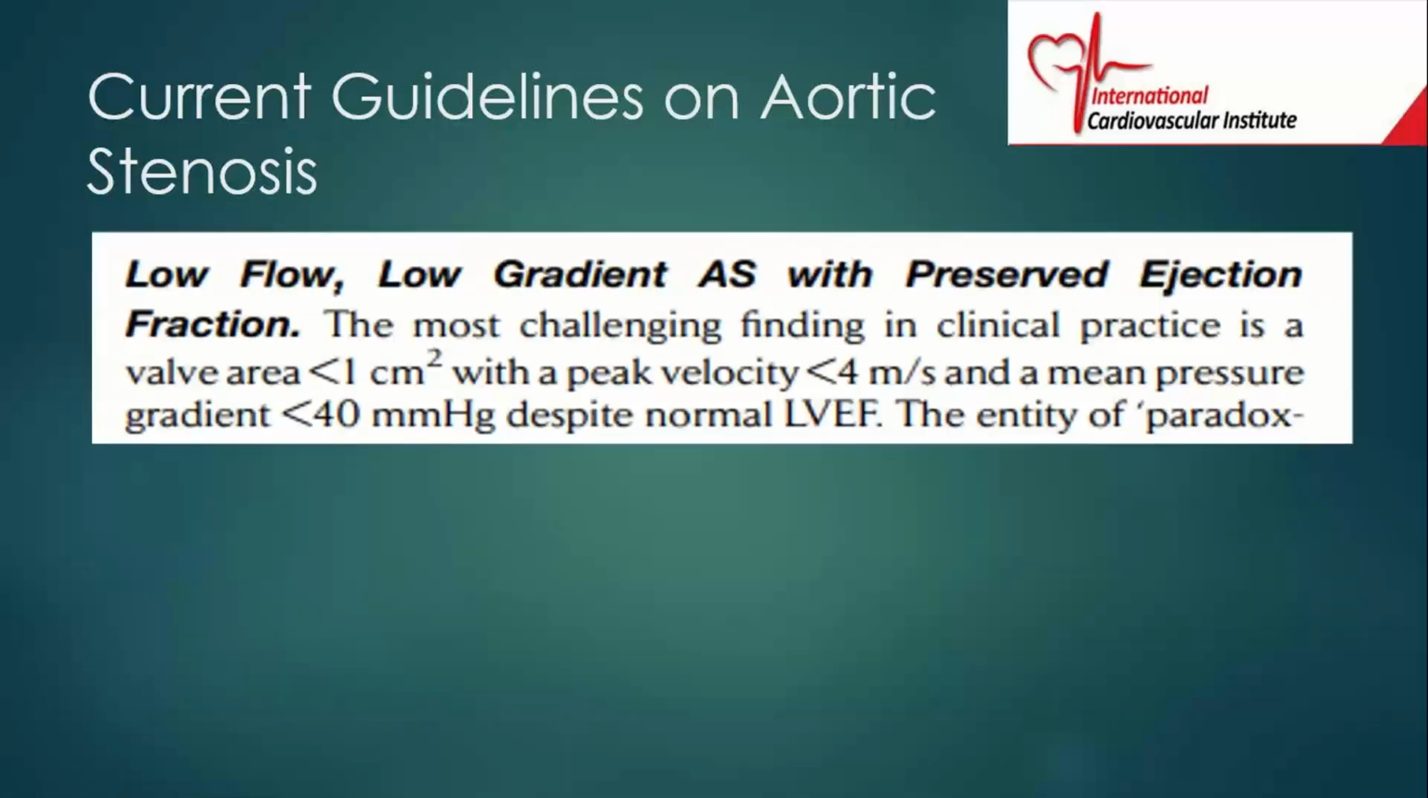Now we have patients with low flow, low gradient AS with reduced ejection fraction. You also have patients with low flow, low gradient AS with preserved ejection fraction. So now, these are patients who have good contractility, and the valve area is less than 1 centimeter squared. The peak velocity, 3 meters per second. The mean gradient, 30. And you check your measurements and everything is okay.